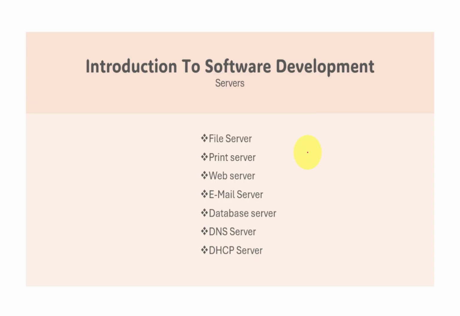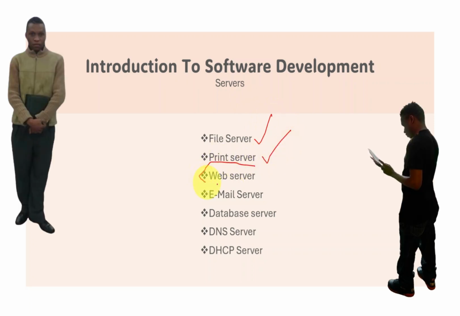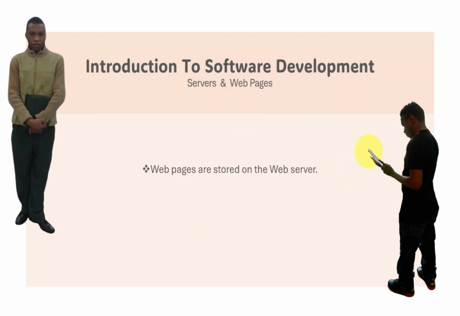Okay, we come here. Now the server, in case you don't know much about servers, we have a file server, we have a print server, we have the web server. This is the one I'm talking about from GoDaddy, web hosting. We also have the email server, a database server, DNS server, DHCP server. But in this class, we're focusing on this one. Now, the web pages are stored on the web server.